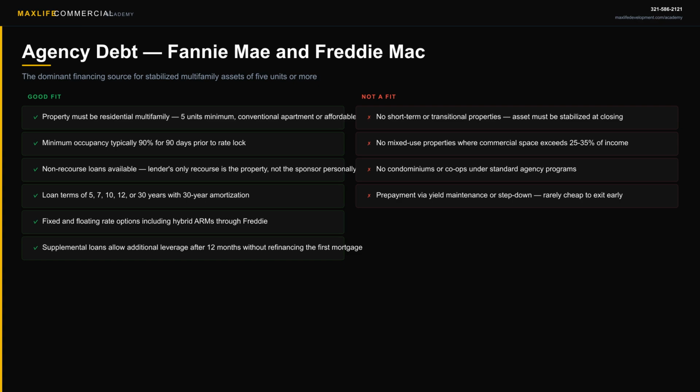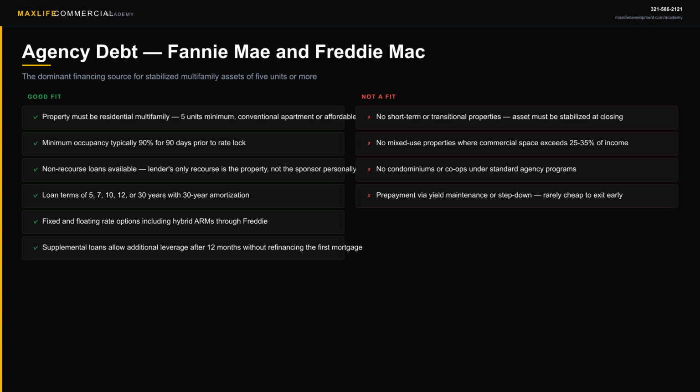Agency debt through Fannie Mae and Freddie Mac is the backbone of the multifamily financing market, and for good reason. These programs offer the most competitive rates, the longest terms, and non-recourse structure, meaning if the deal goes sideways, the lender can take the property but can't come after your other assets. That's a meaningful protection for an investor running a large portfolio.